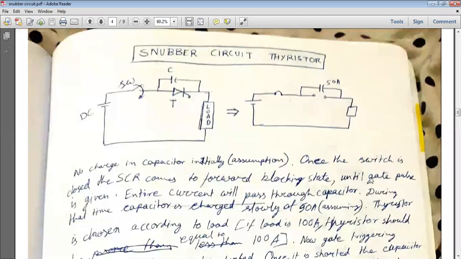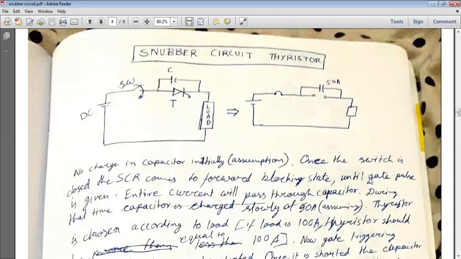Snubber circuit in thyristor. In this circuit we can see that a DC supply is given, one switch is given, and a thyristor with a capacitor in parallel is given, and the thyristor is connected to the load. Initially, the thyristor is in blocking state. Clear? Before conduction it comes to blocking state.